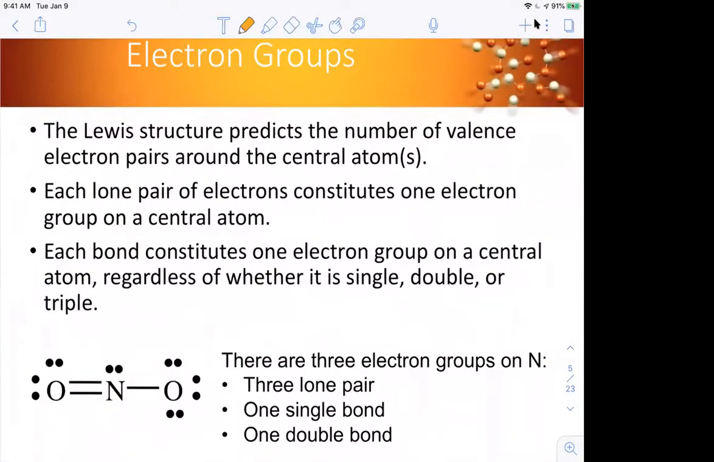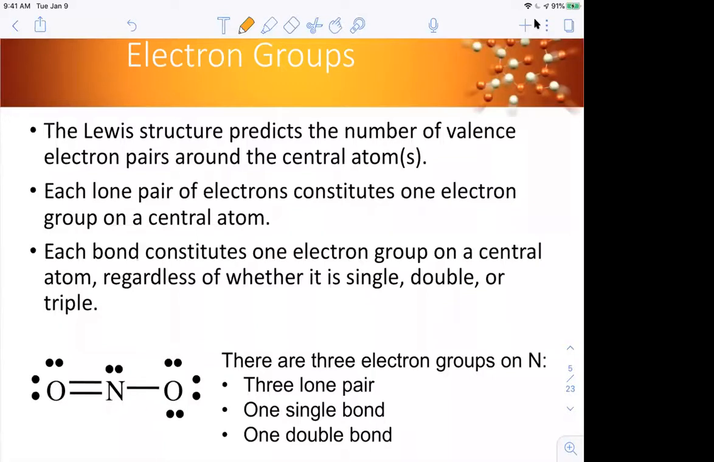The Lewis structure predicts the number of valence electron pairs around the central atoms. So before I can do this, I have to draw the Lewis structure. Each lone pair of electrons constitutes 1 electron group on any central atom, and each bond constitutes 1 electron group. It doesn't matter whether it's a single, double, or a triple bond, each one of those types of bonds constitutes 1 electron group.